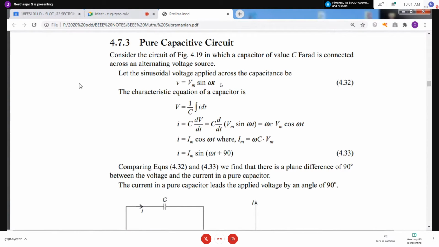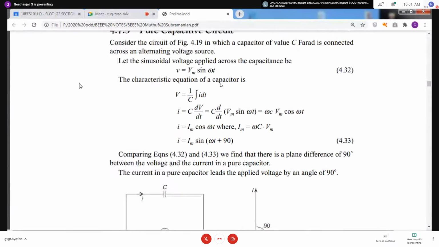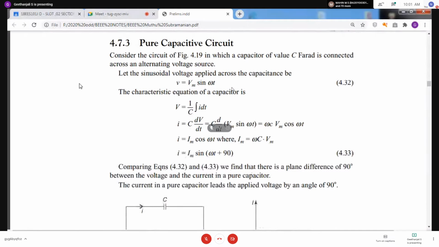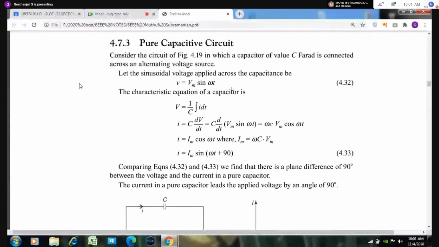Right? So what does the pure capacitive circuit mean? The capacitor will be connected to the AC supply. Now we have to see the relationship between the voltage and current. Consider the circuit in which a capacitor of C farad is connected across the alternating voltage source. The alternating voltage source is given by Vc equal to Vm sin omega t. This is the generalized expression for the capacitor. The voltage across the capacitor is given by Vc equal to 1 by C integration of I dt.